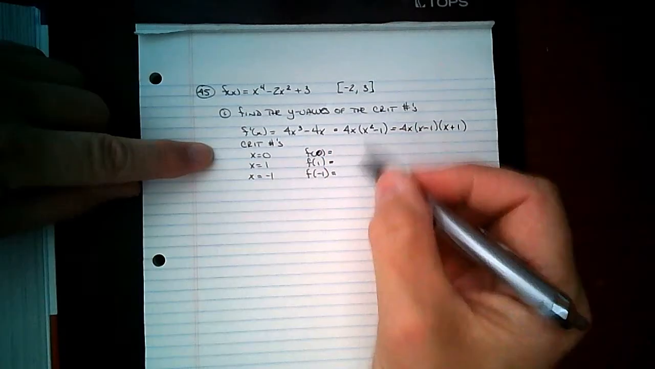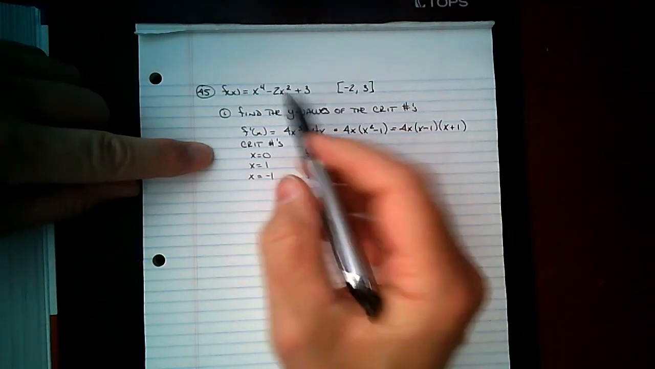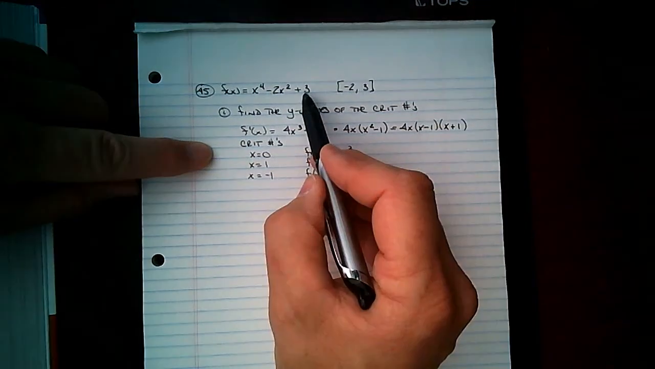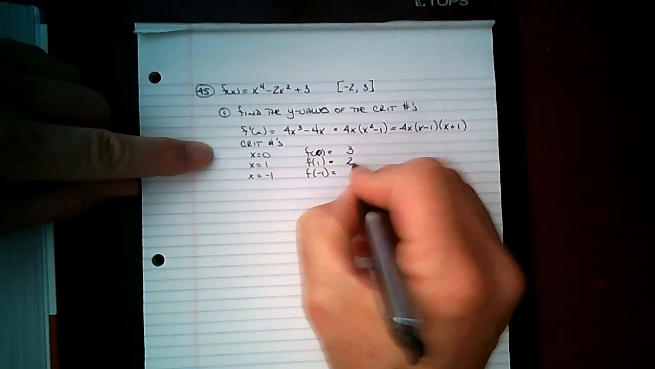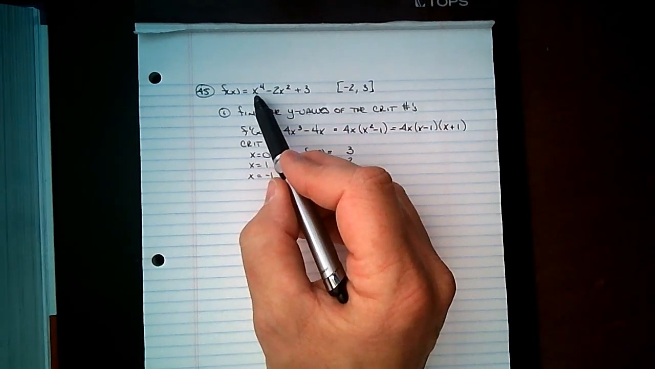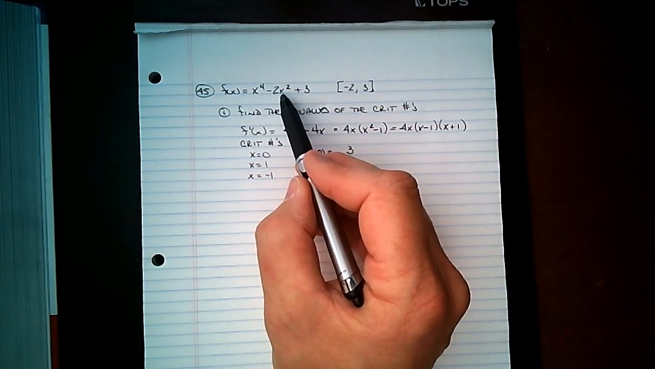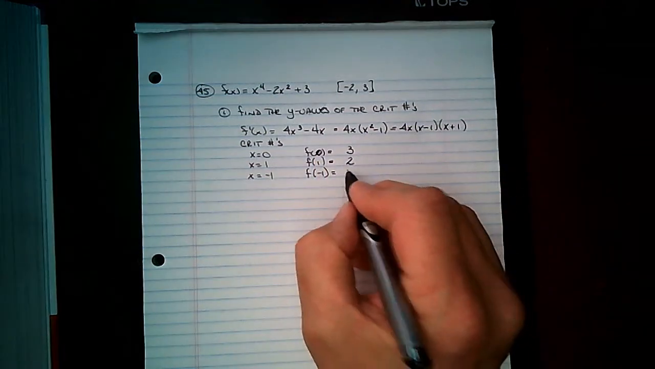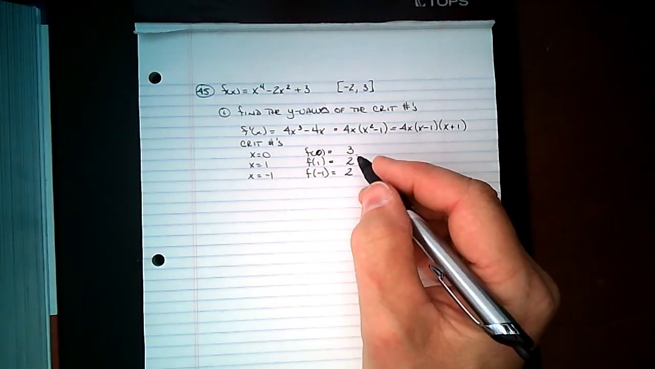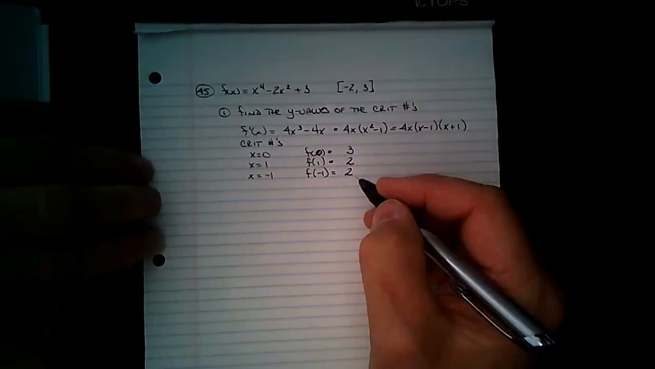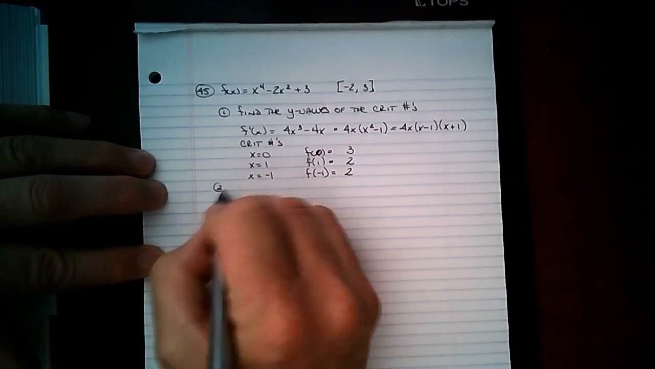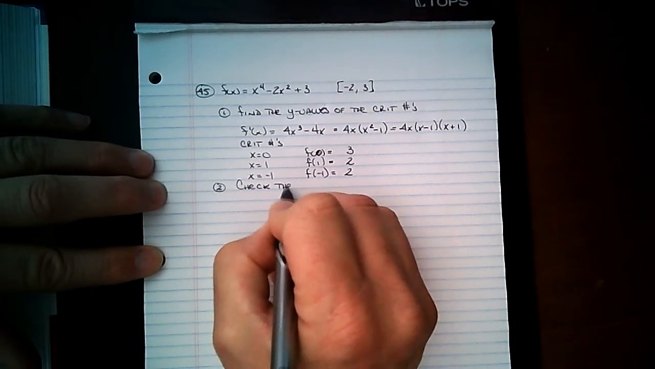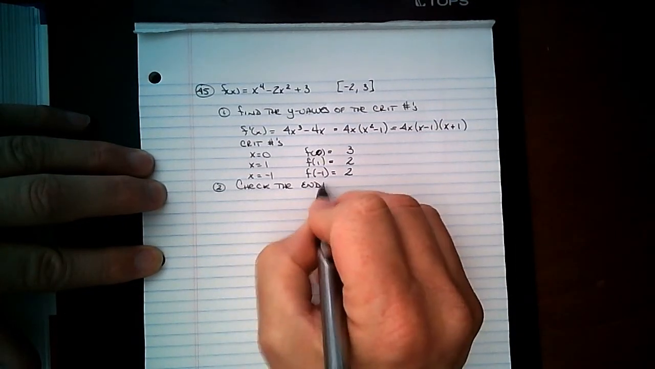So what do we get for f of 0? For f of 0, we get 3. Right? For f of 1, we get 1, take away 2. That's negative 1. Plus 3. That's 2. Negative 1 to the 4th is 1. Negative 1 squared is 1. So we get 1 minus 2. That's negative 1 plus 3. That's going to be 2. Okay? Now, we don't know if those are absolute mins or absolute maxes. Because we have to do step 2. Don't forget step 2. Check the endpoints, right?